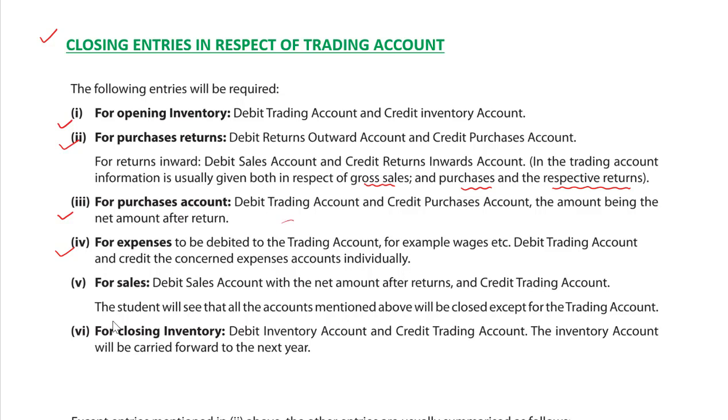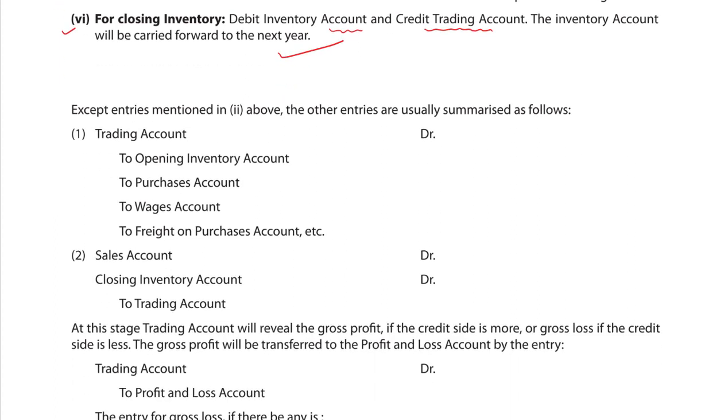For expenses, debit trading account and credit expenses account. For example, direct expenses like wages, debit trading account and credit the concerned expenses account. For sales, debit sales account and credit, with the net amount after returns, trading account. Next, for closing inventory, debit closing inventory account and credit trading account. The inventory account will be carried forward to next year. I believe it is quite simple. Let us move ahead.